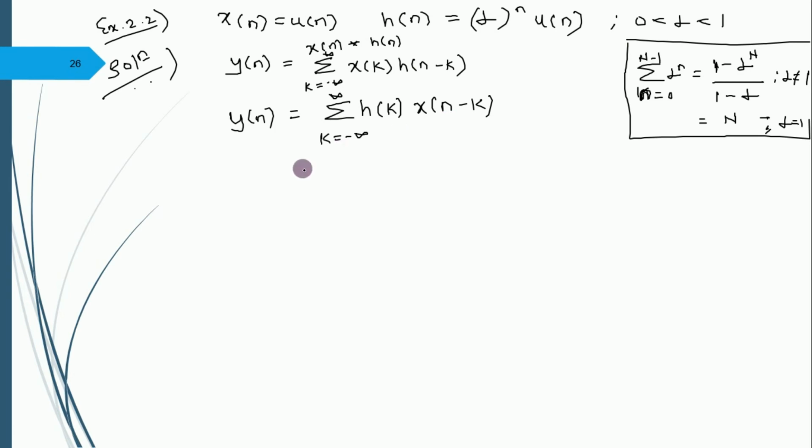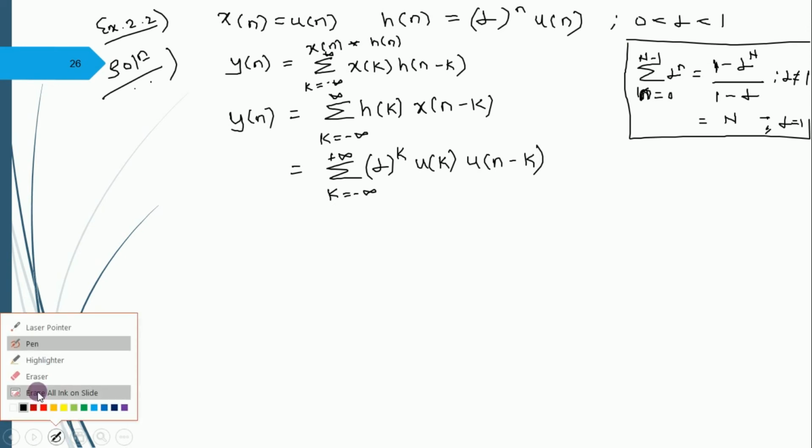Now what are we supposed to do? We take it in this fashion. First, we substitute k from minus infinity till plus infinity. It is alpha raised to k, because n is replaced with k, u of k, and x of n minus k, where n should be replaced with n minus k, u of n minus k. So these are the things we need to decide: k's lower limit and upper limit. Before that, we will decide the range of n first.